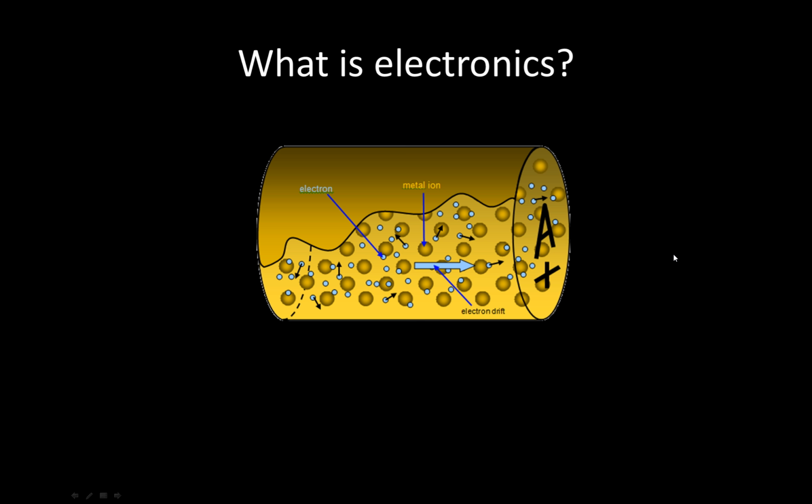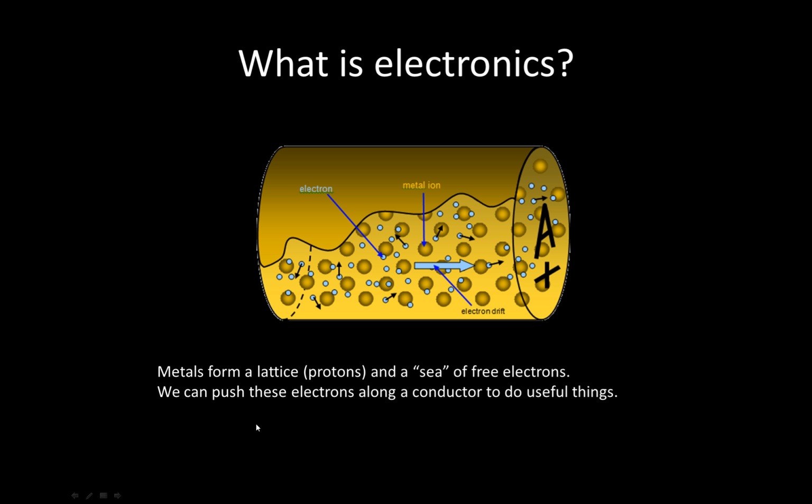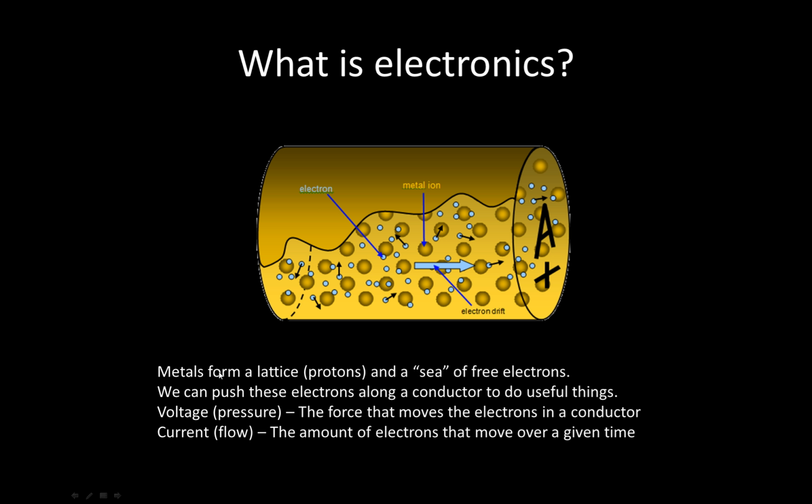So what is electronics? Metals have this interesting property where they form this lattice of protons and a sea of free electrons that can then freely and easily move around this metal, which we often refer to as a conductor. So we can push these electrons along the conductor to do useful things.